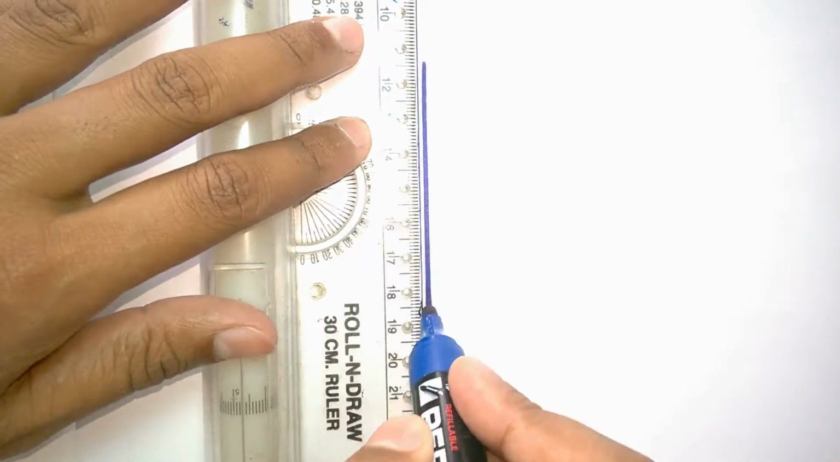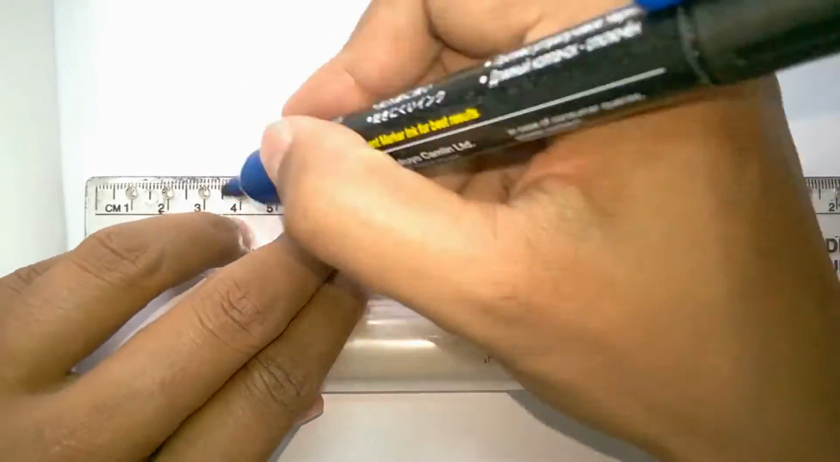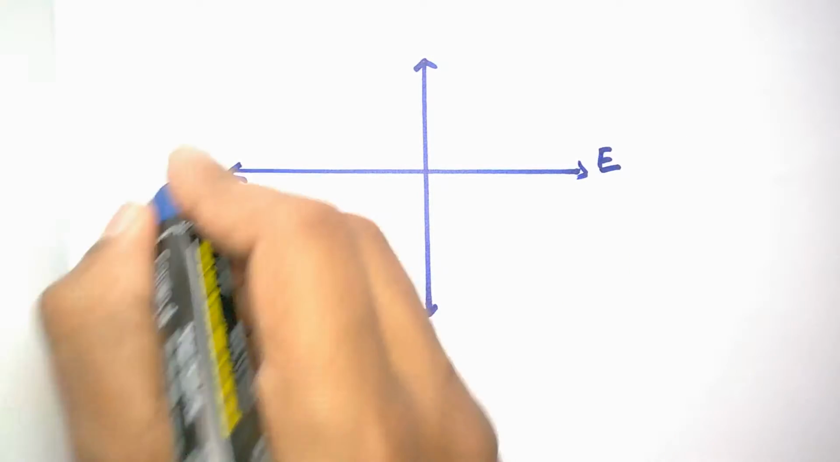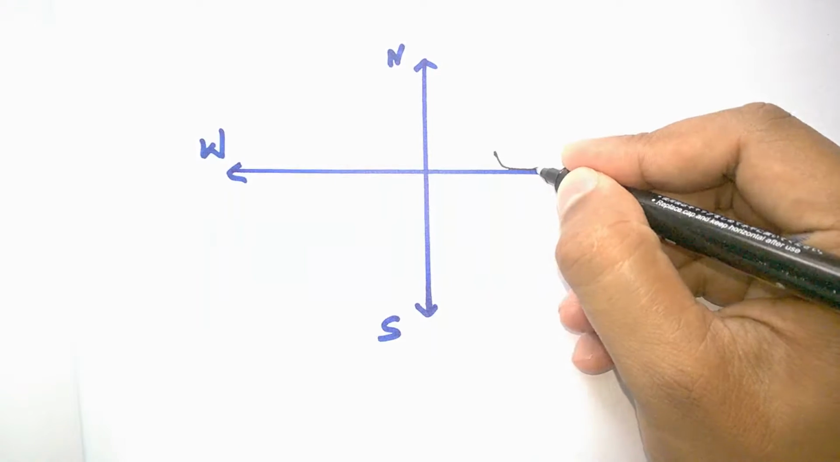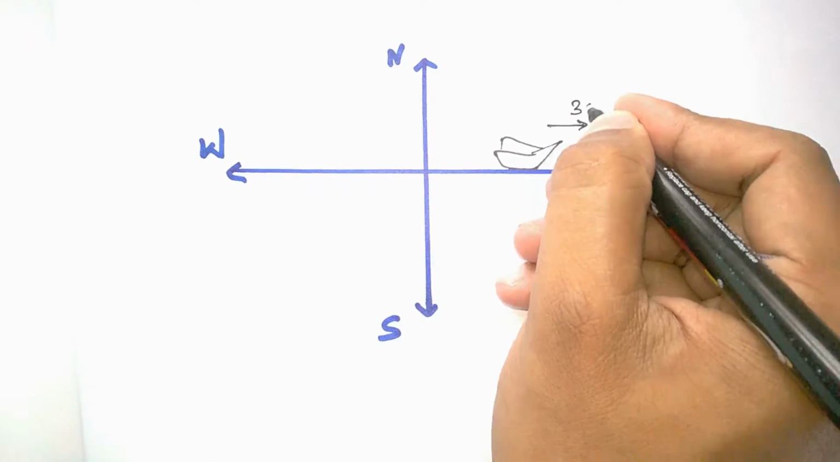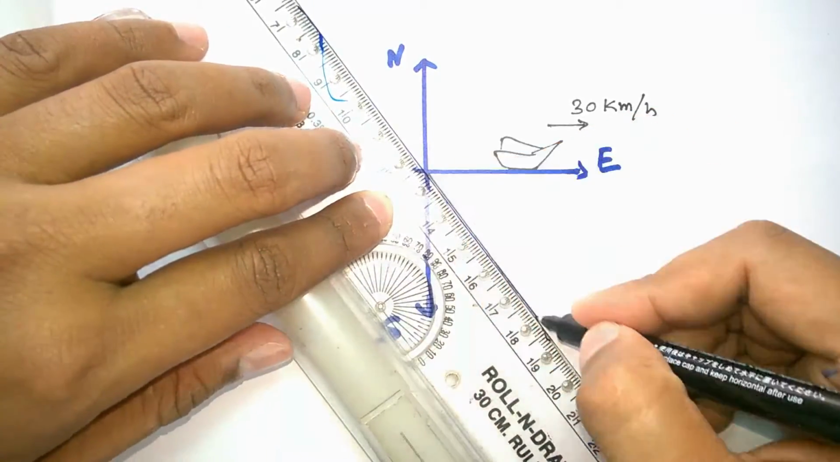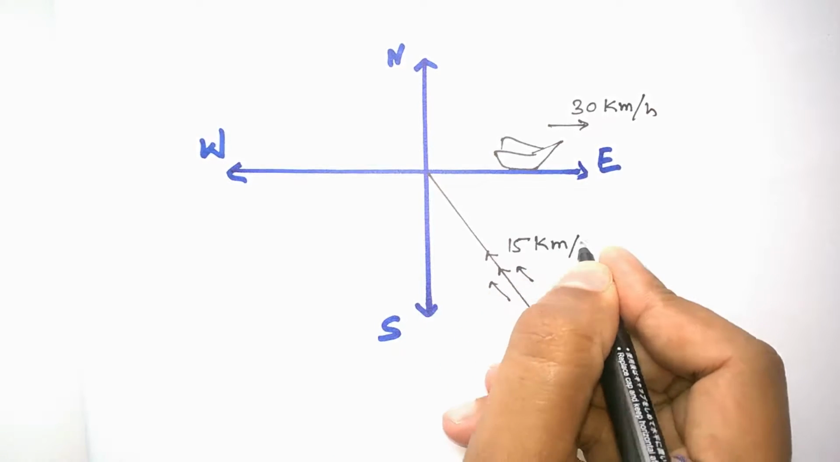So today we have a problem related to perspective. From the perspective of an observer standing still on Earth, we have a ship moving along the equator towards east with a velocity of 30 kilometers per hour. At the same time, southeastern wind is blowing with a velocity of 15 kilometers per hour at an angle of 60 degrees from the equator.